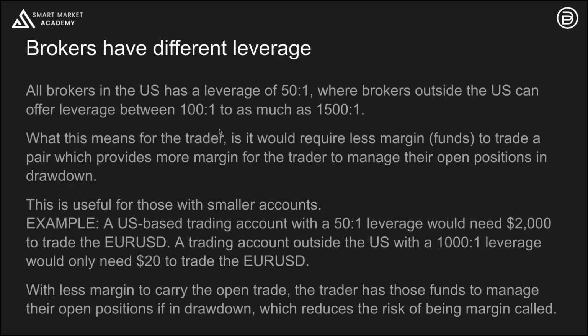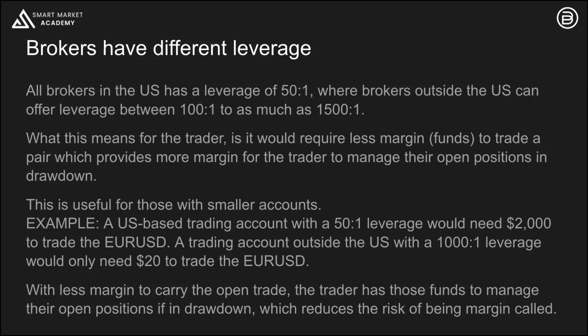Now, let's take a look at brokers. Brokers have different leverages, right? All brokers in the US have a leverage of 50 to 1, whereas brokers outside the US offer leverage between 1 to 1, or at least 100 to 1, or as much as 1500 to 1. So brokers have different leveraging. That means that as a trader, you would require less margin, which means less funds, to trade a pair, which provides more margin for traders to manage their open positions in drawdown.